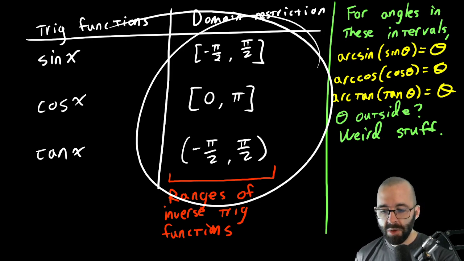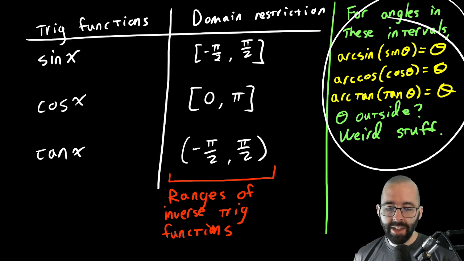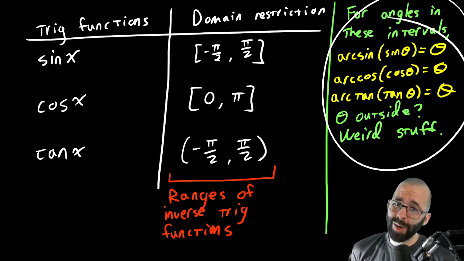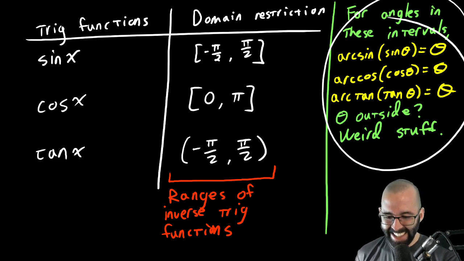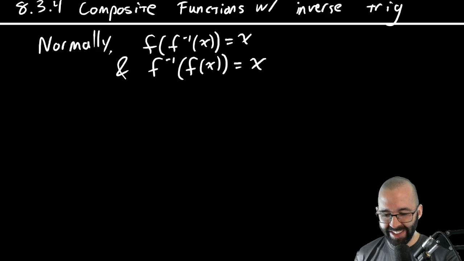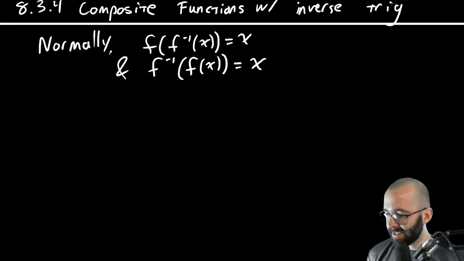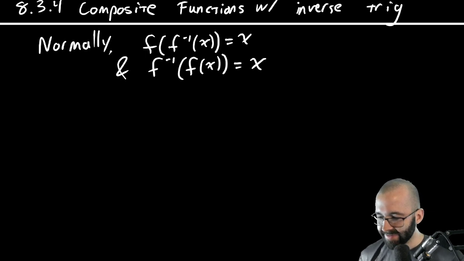And that corresponds to what we have over here. And then I said, if theta is outside these angles, we get some weird stuff. Well, it is weird stuff o'clock. Oh, things not to say to your class. All right. Let's get going.